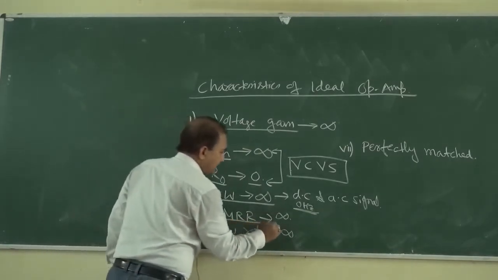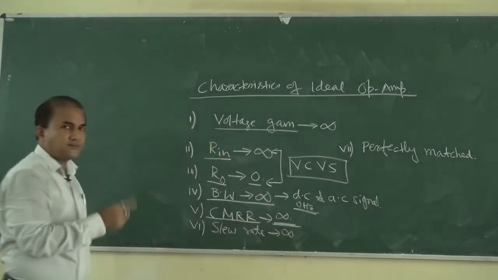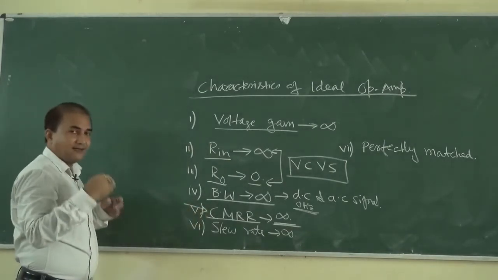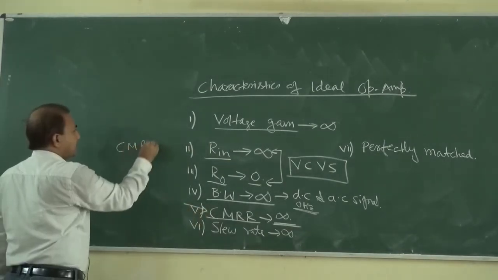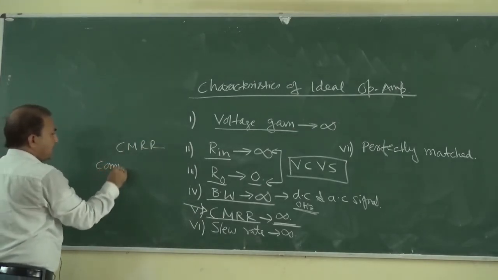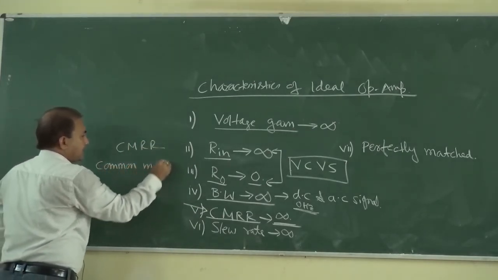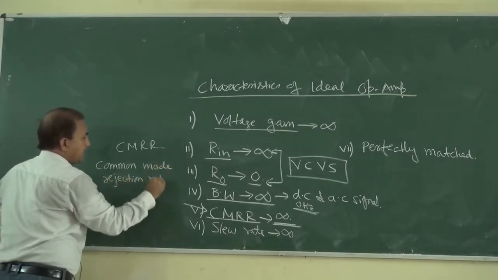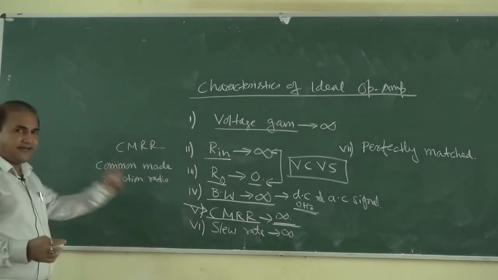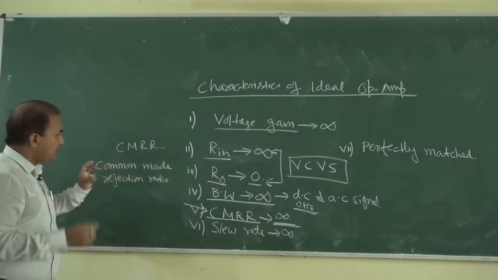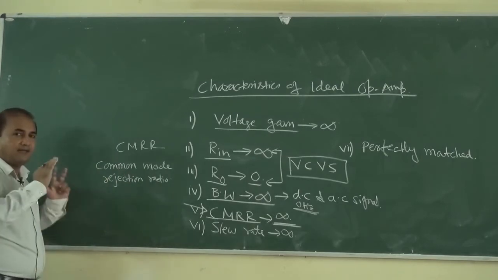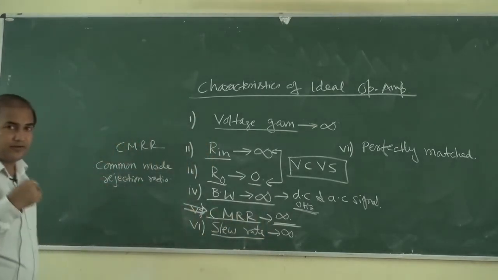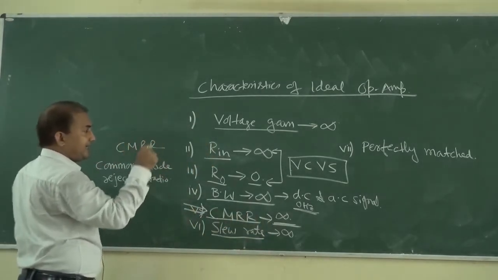Common mode rejection ratio is infinite. Because of this property, noise signals are rejected. CMRR is common mode rejection ratio. If it is infinity, it means the noise or common mode signals will be rejected, and slew rate is equal to infinity for an ideal case.